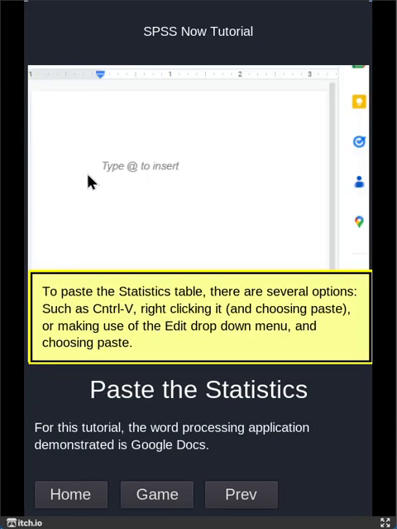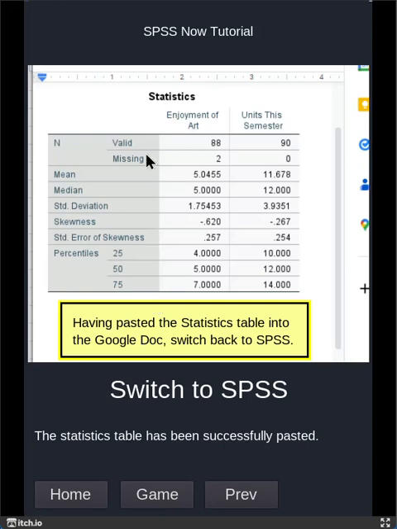Having copied it, here's our word processing document. We would paste it, either Control-V for Windows or Command-V for Mac, or right-click and choose Paste, or go to the Edit drop-down menu and choose Paste, right? So lots of ways to then paste it in.